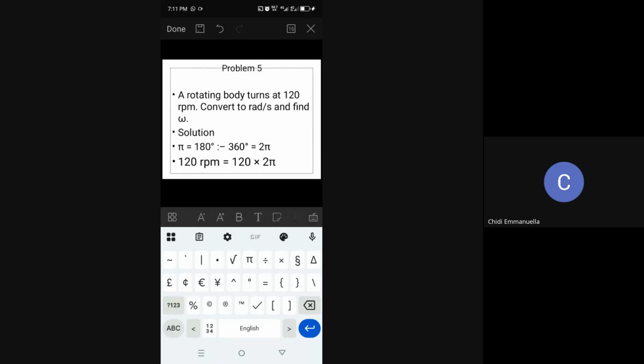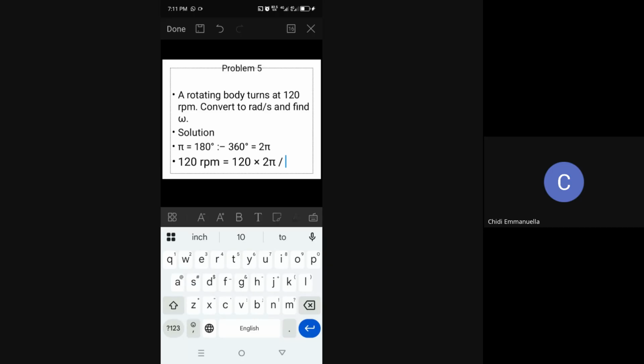So the formula now is the number of revolutions times 2 pi, which is 360 degrees since the thing is revolving in a circle. Then per minute means over time. Over time is still angular velocity. You are still dealing with angular velocity. It's just that the unit you are given is not radians per second. You are given revolutions per minute. You have to convert it to radians per second. So it's still over time.